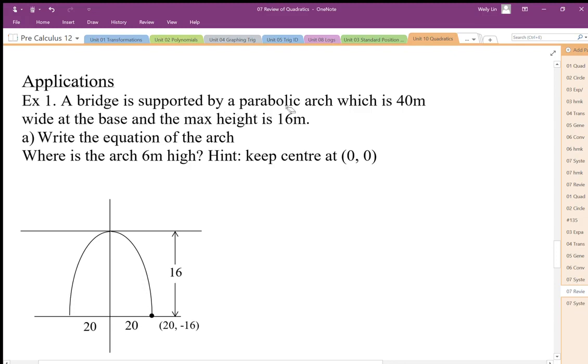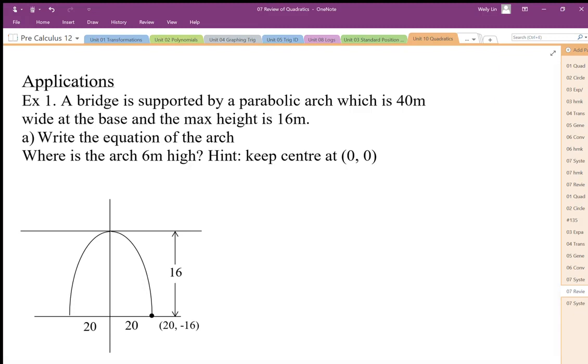The bridge is supported by a parabolic arch which is 40 meters wide at the base. I've drawn it here as 40, and the max height is 16, so from that base to the vertex is 16. It says write the equation of the arch.